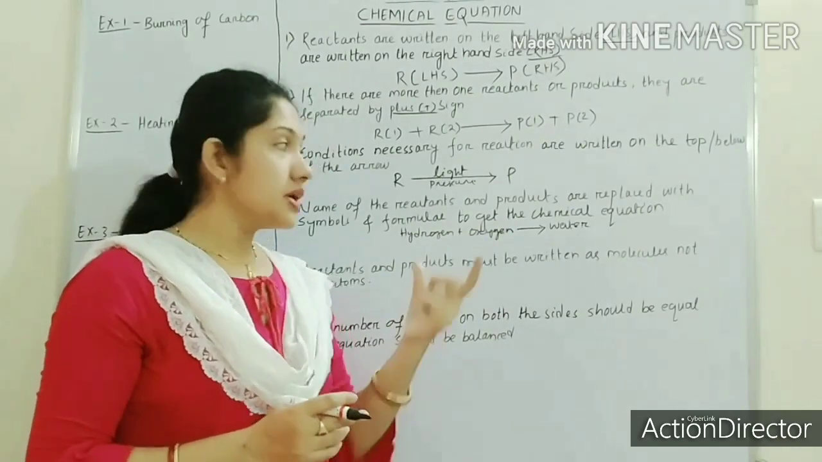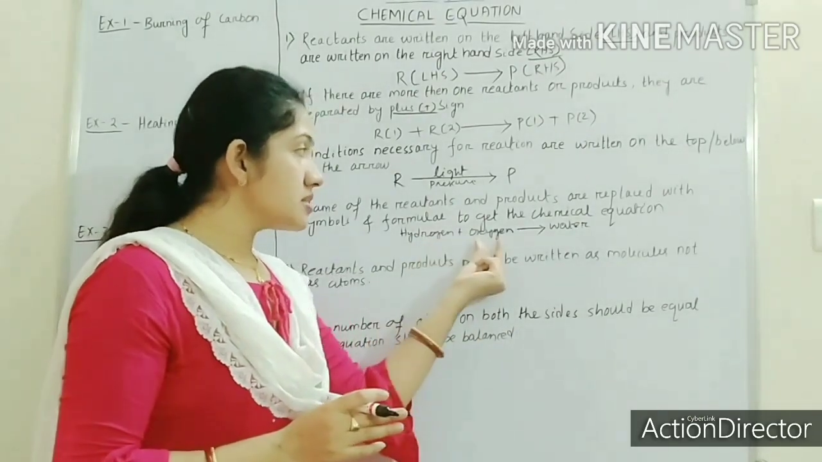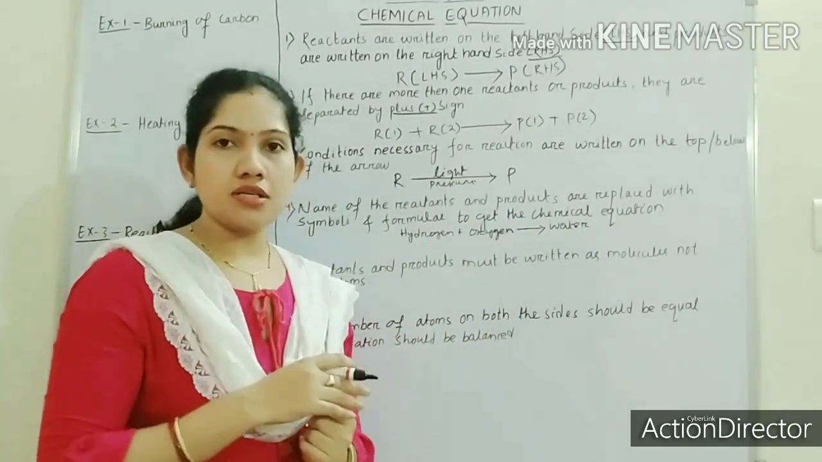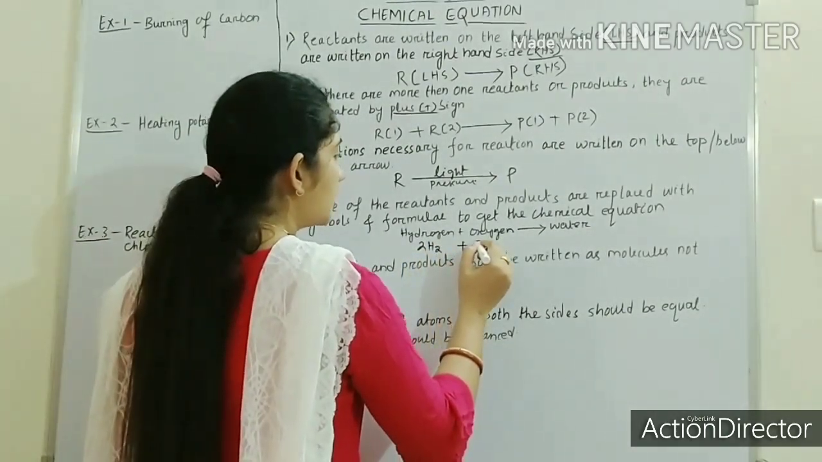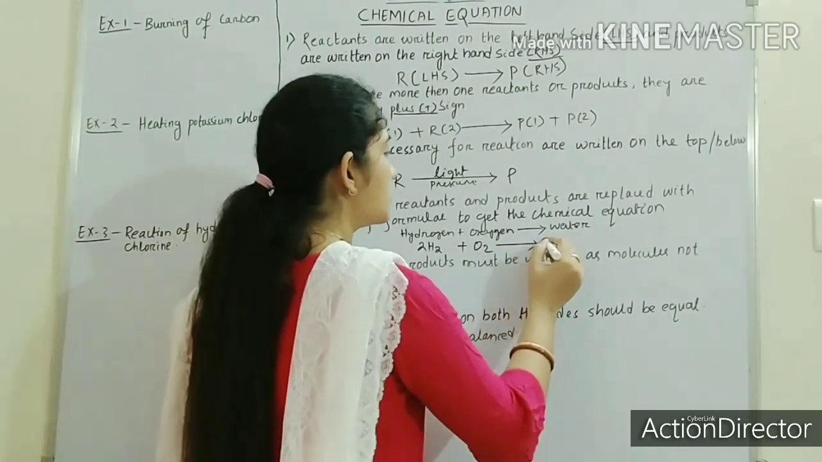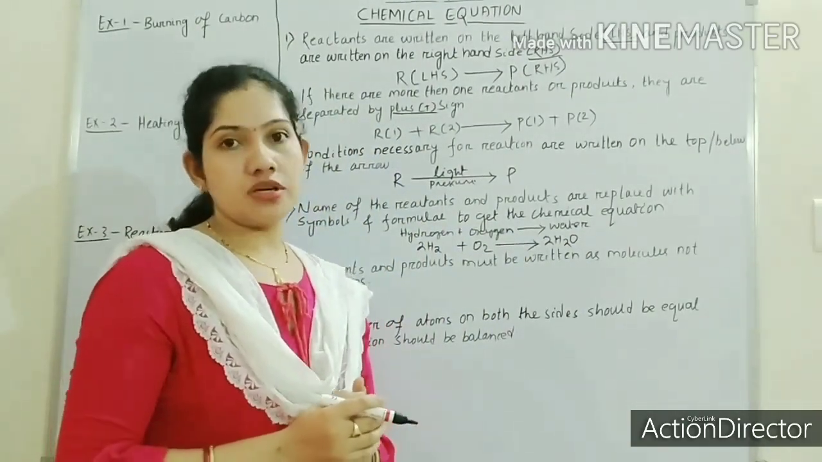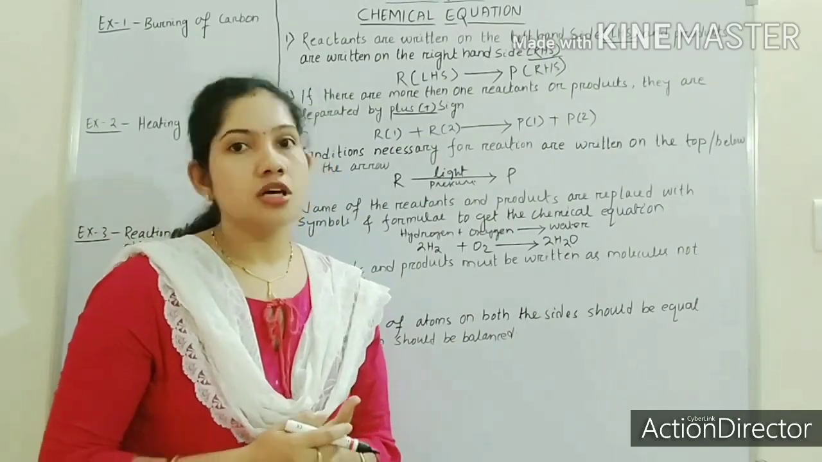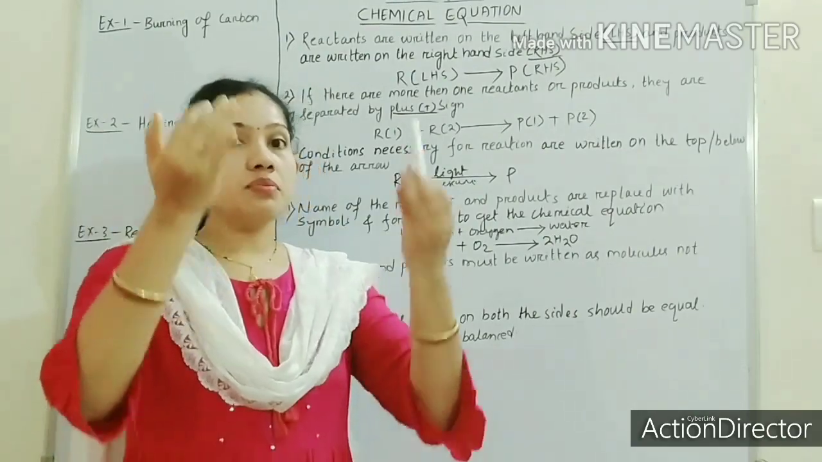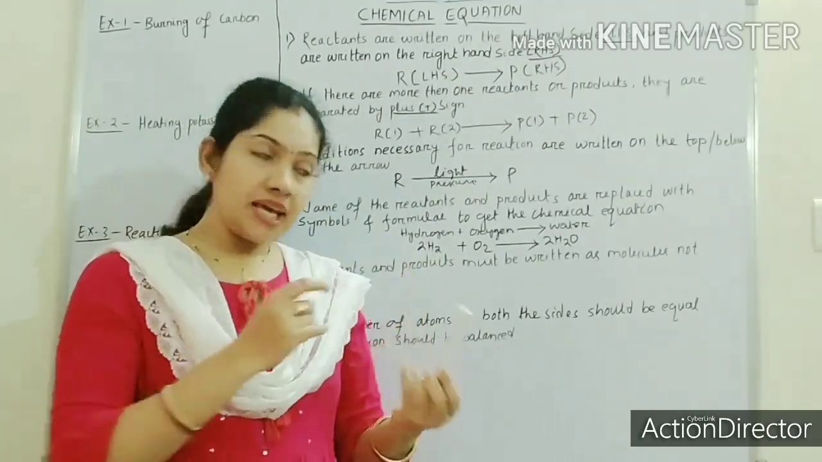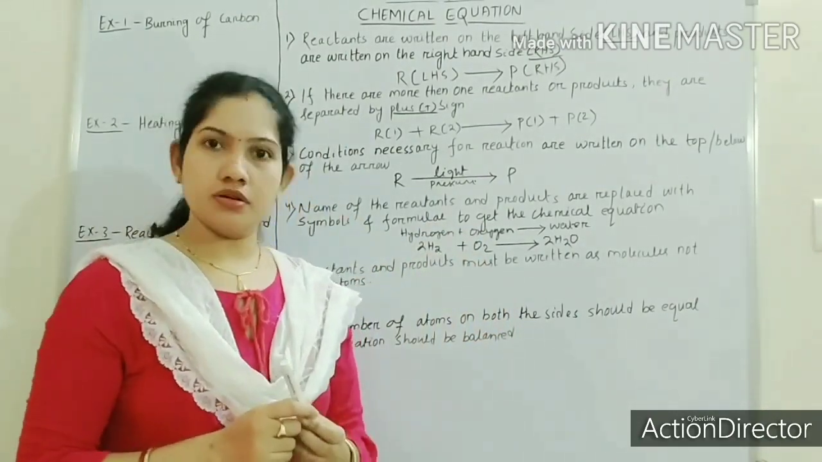Here the reaction is not complete because we have to replace the names with their symbols or formulas. So here we can write H2 plus O2 gives rise to H2O. This is the exact equation for the reaction of hydrogen and oxygen. So whenever we write an equation, at first we write the word equation, then below it we replace the names with their symbols or formulas to make it a chemical equation.